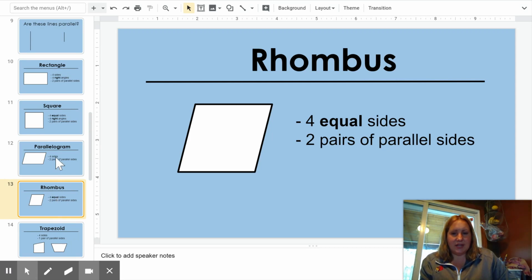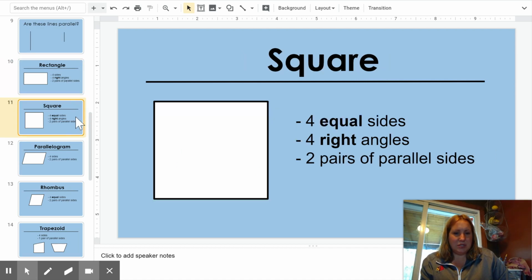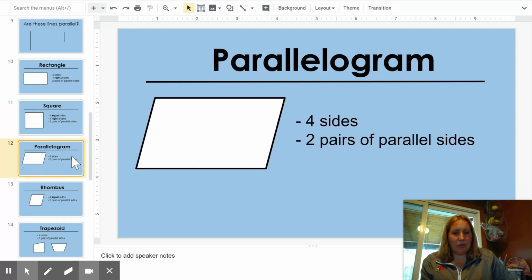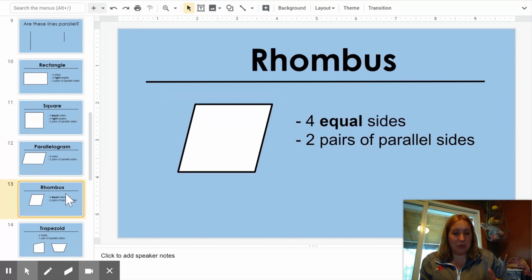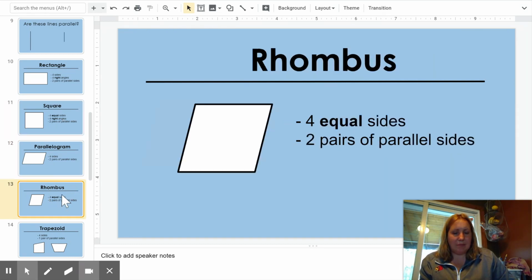So let's go back for a second. When we went from a rectangle to a square, do you remember how there was just one change in that definition? And that one change was that word equal, right? So a rectangle had four sides, but a square had four equal sides. Well, here we have a parallelogram with those four sides and a rhombus with four equal sides. So it's that same difference from a parallelogram to a rhombus.